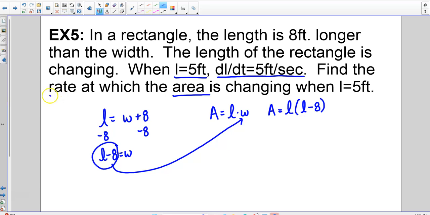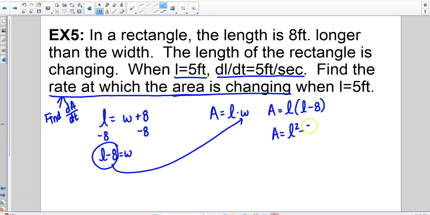And it's asking me for the rate at which the area is changing. That's the rate of change of area. This is asking me to find dA dt. Right, that's what I'm looking for here. So what I would probably do first is distribute those L's. So I'd have L squared minus 8L. Just makes your derivative a little bit easier. And then I could take the derivative at this point, all right, with respect to t.